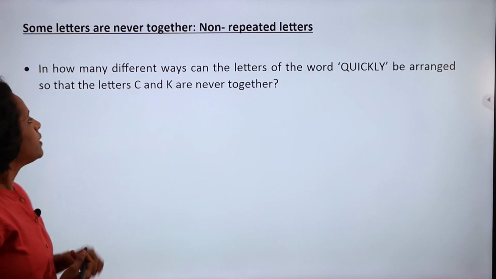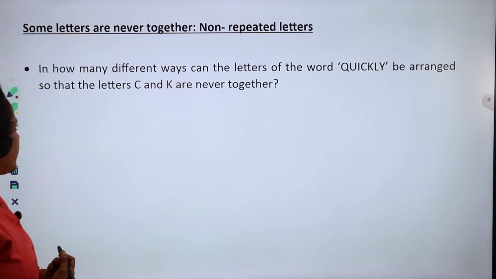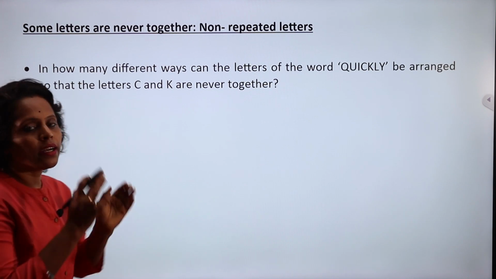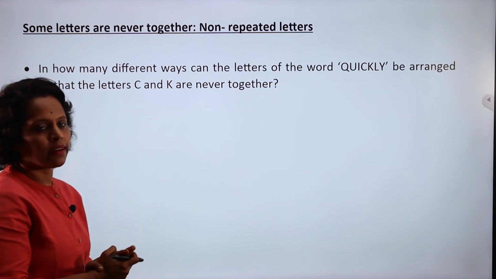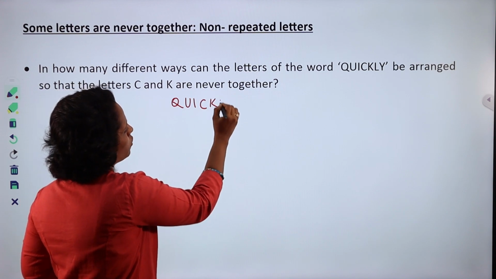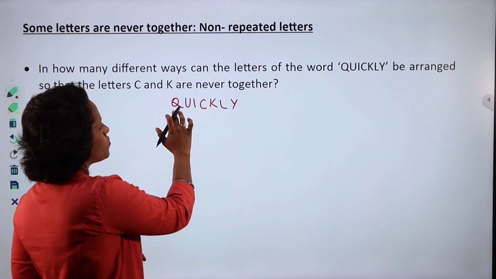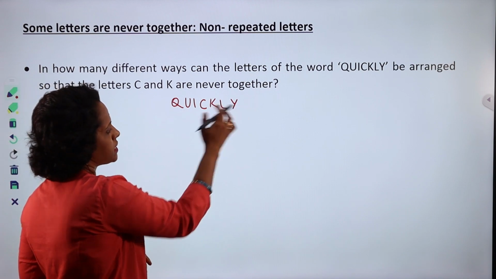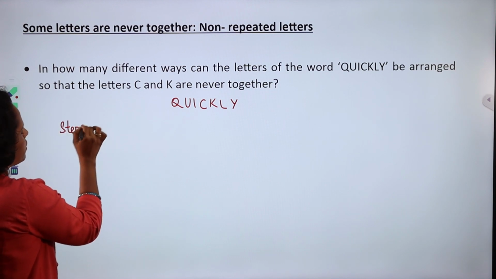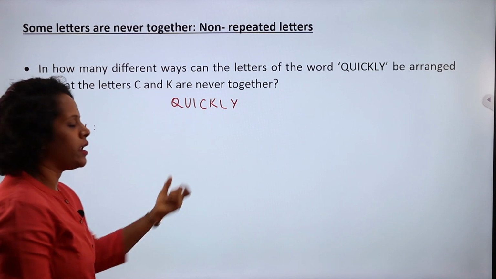The next question, in how many different ways can the letters of the word quickly be arranged so that the letters C and K are never together? Here the specific letters are there. First of all, let us note down our word quickly. How many letters do we have in this word? 1, 2, 3, 4, 5, 6, 7. 7 letters. Step 1 will be total number of words that can be formed using these 7 letters.